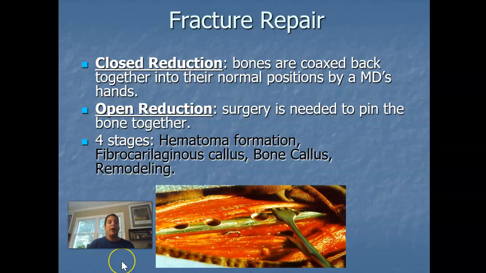They would use screws to hold that pin into place, attached to the bone, to provide extra stability. There are 4 stages your body is going to go through to repair a fractured bone: hematoma formation, fibrocartilaginous callus, bony callus, and then remodeling.